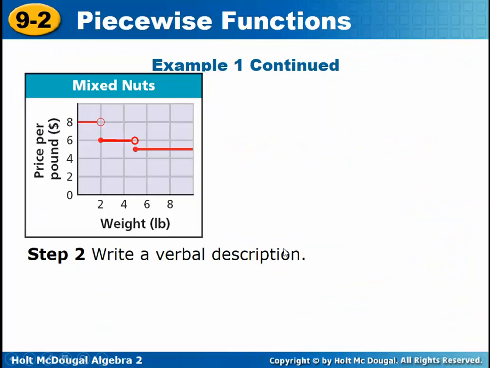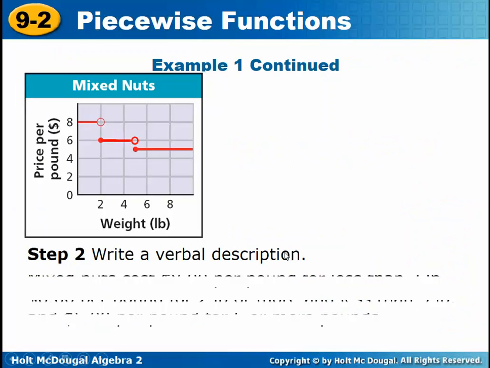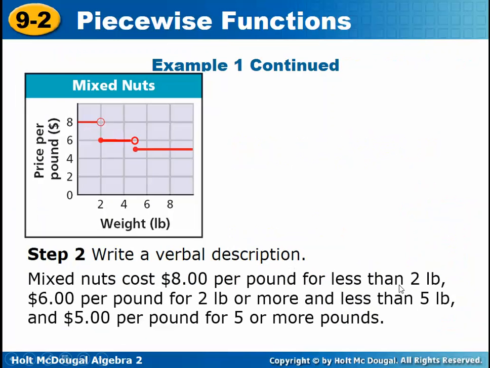And then we have to write our verbal description, and that is just trying to explain what's going on so that other people could understand it. So mixed nuts cost $8 per pound for less than 2 pounds, $6 a pound for 2 pounds or more and less than 5 pounds, or you might say between 2 and 5 pounds, and $5 per pound for 5 or more pounds.